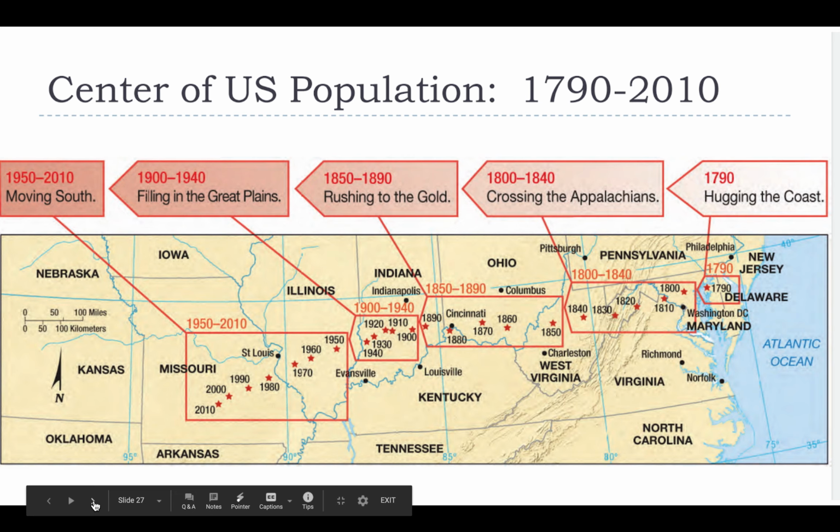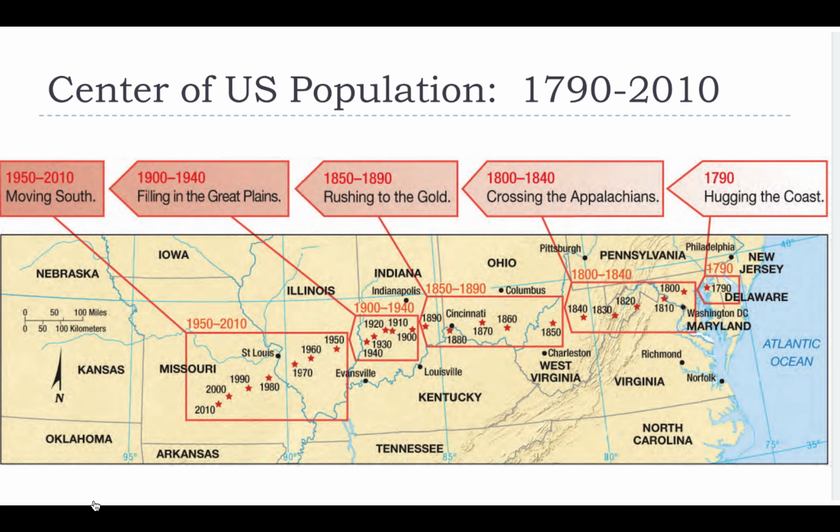Here we can see the population center of the U.S. shift from the east to 2010, where now we see it in western or southwestern Missouri. And the population center is telling us where half the population resides, on both sides of it. So we see more and more population moving west and southwest.